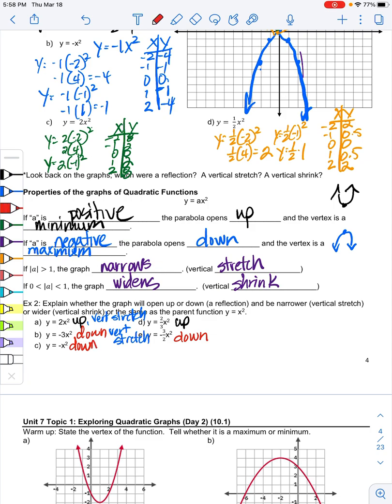Okay, so now this next one is a 1. So that means that the shape stays the same as the parent. Then on Y, I have a fraction that's less than 1. So this is a vertical shrink. That's the one that got wider.